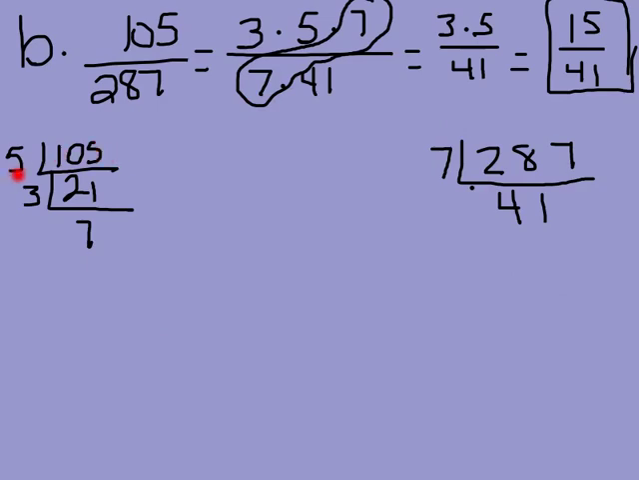105 I divided by 5 and got 21, and divided that by 3 and I got 7. So the only thing I had in common was one pair of 7s. On the top I had a 3 and a 5 left over, and 3 times 5, I'll multiply those together, and that is 15. On the bottom I had a 41, so our answer is 15 over 41.